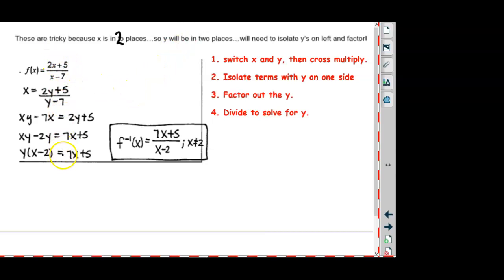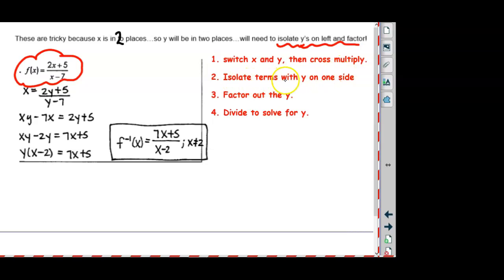All right, is this one done for you in this little example on your notes? No? Okay, do you have a place where you could write this anywhere? They get tricky, okay, because there is a y in two places when you have an example like this. As soon as you switch x and y, see there's going to be a y up here and a y down here. And that should be a 2, not a TO, sorry. When y is in two places, you'll need to isolate the y's on the left and factor. That's the hint here. But all of the steps are still switch x and y and then cross multiply.